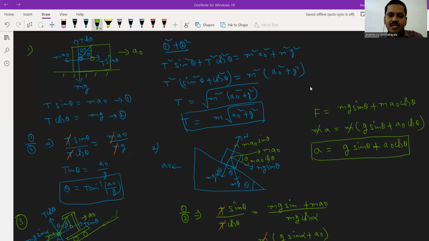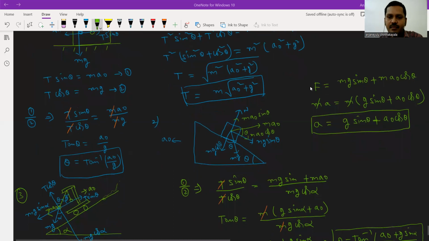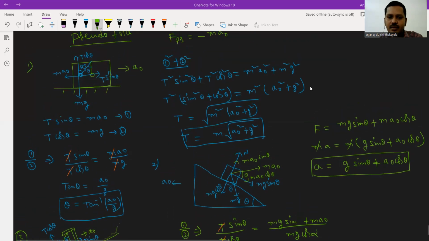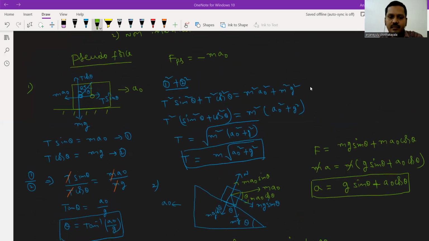If you want the tension in the thread, squaring and adding these two equations gives the tension T equal to m into under root a naught square plus g square. This is the first application. Now the second one.